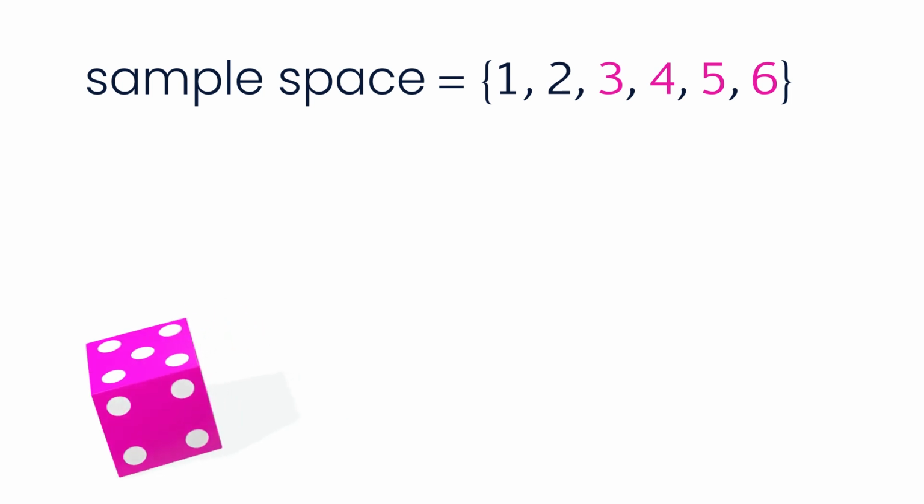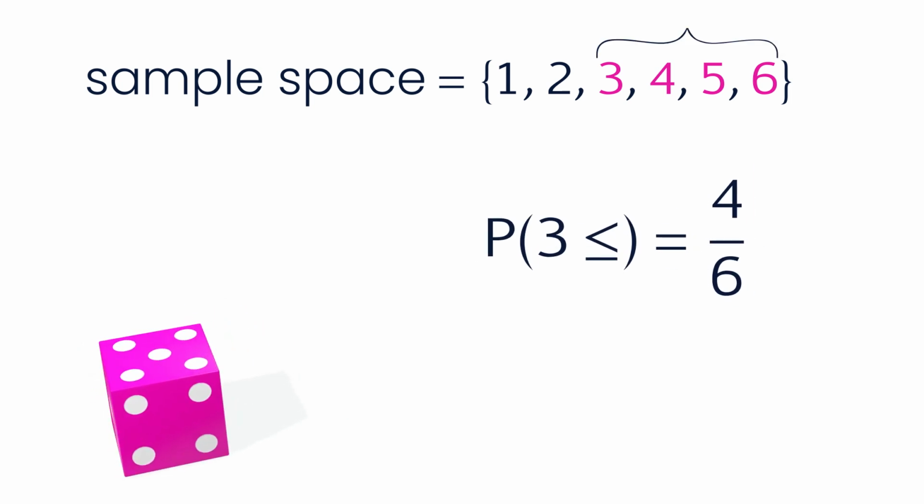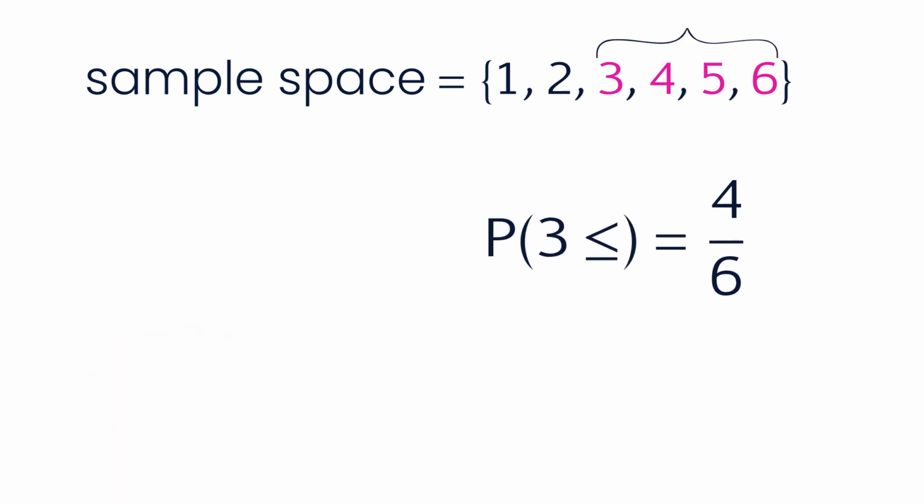Notice that the chance of rolling a value greater than or equal to 3 is higher than the probability of rolling a 1. That makes sense because there are more favorable outcomes when you want a value greater than or equal to 3 on a 6-sided die.